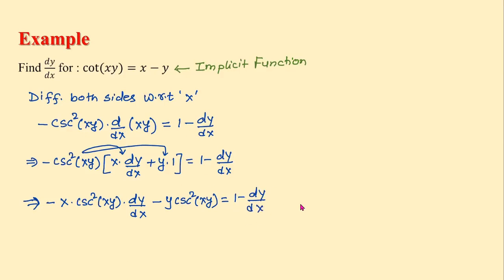We need dy over dx. So I need to move this term on the left-hand side because it has dy over dx. Also, this one has dy over dx, so I'm going to keep that term on the left-hand side. This term does not have dy over dx, so I'm going to move it to the other side. If I move this to the left-hand side, it will be positive. So I can write dy over dx.